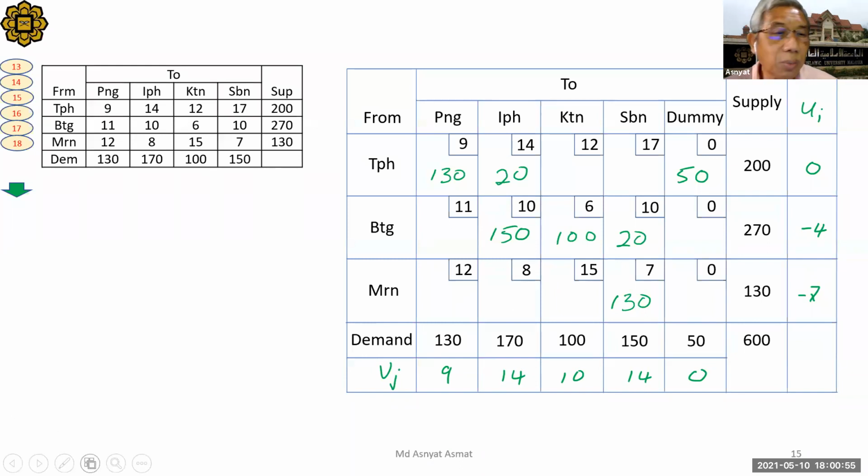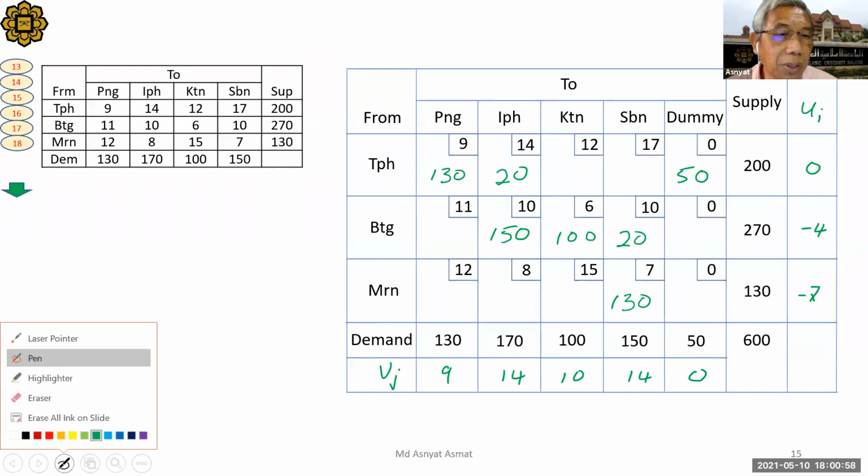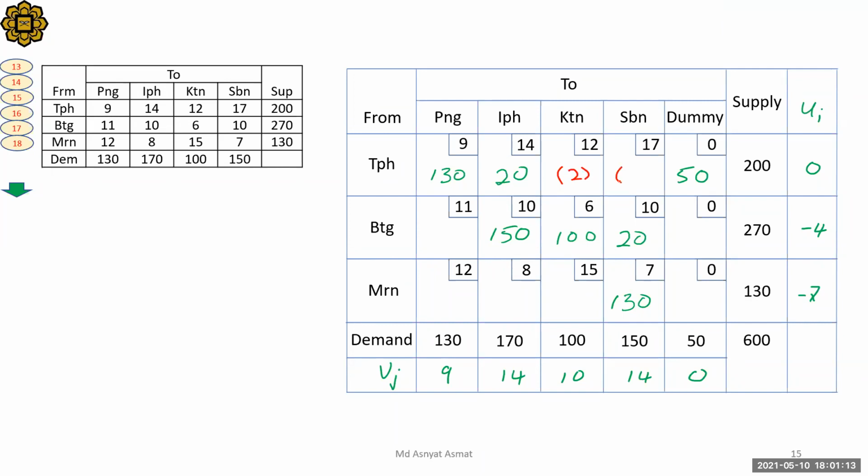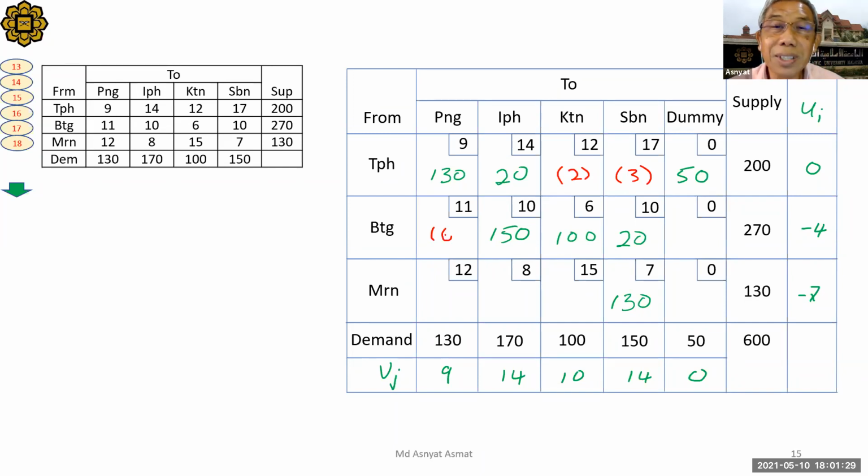Now we are going to find the improvement index to see whether it's optimal or not. Where's the improvement index at Tapah to Kuantan? 12 minus 0 minus 10, 2. Here, Tapah to Seremban, 3. Bentong to Penang, 4, 6. Okay, I take 6. Is it right?